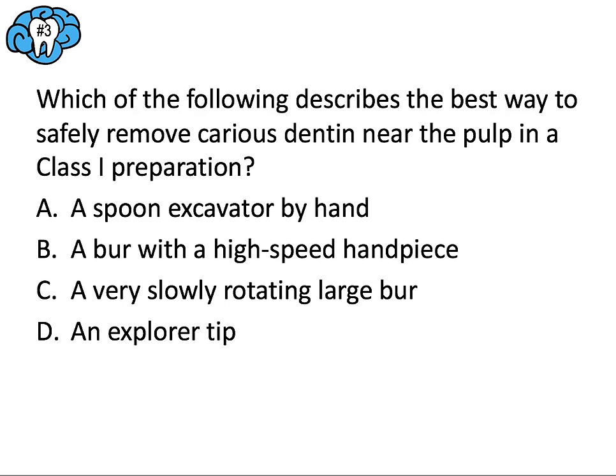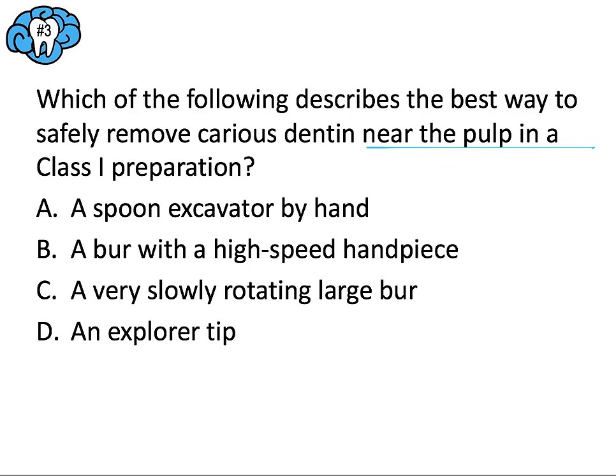All right, question number 3. Which of the following describes the best way to safely remove carious dentin near the pulp in a class 1 preparation? Go ahead, pause the video, and then we'll go over this together. All right, so we can rule out 1 or 2 of these answer choices right away. And the key here is that we're looking at how to safely remove carious dentin near the pulp. This class 1 preparation part is not really relevant and doesn't affect our answer, but the pulp part certainly does.